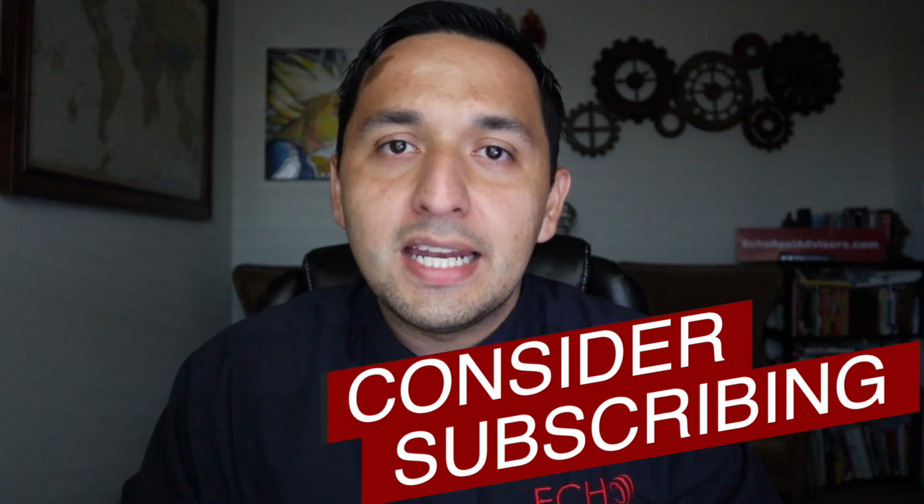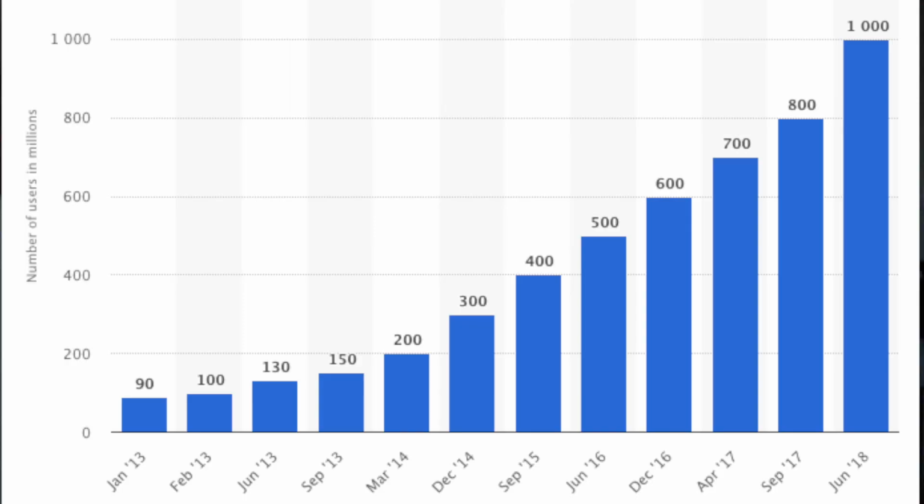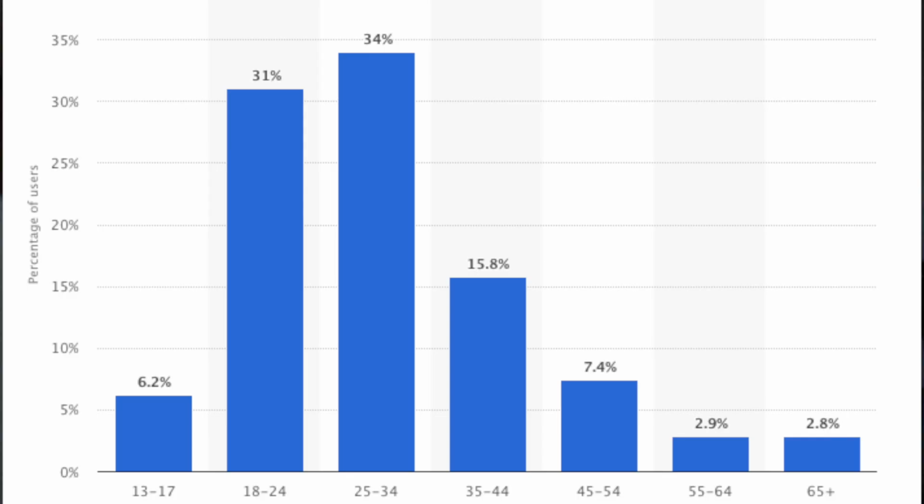Now, before we begin, let's look at why we're even focusing on Instagram. Instagram now has over 1 billion active users. That's with the B. 1 billion is a large number. And 77% of that audience is between the ages of 18 and 44. So it is a captive audience that you cannot ignore.